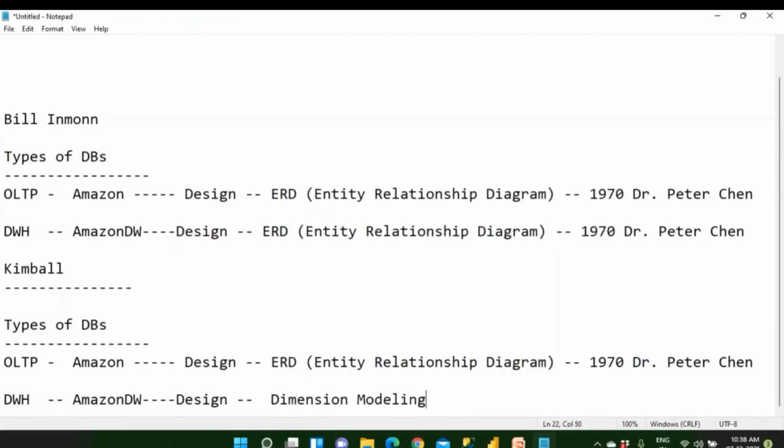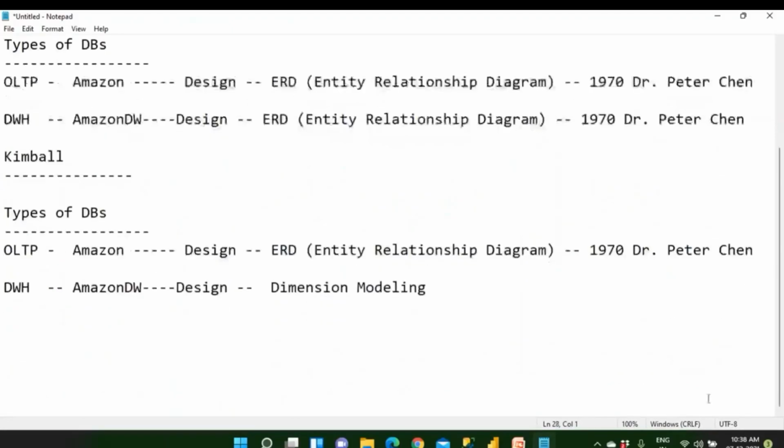To design a data warehouse, according to Kimball, ERD modeling is not used. What is the modeling? This is the modeling. It was given in 1990 by which guy? Dr. Kimball only. Clear? Kimball has given a new designing concept. That is what you have to understand.